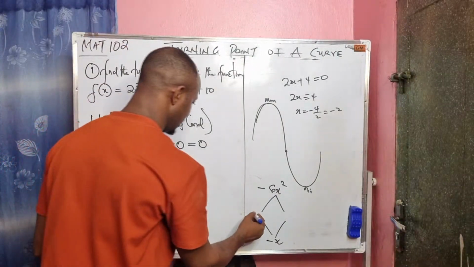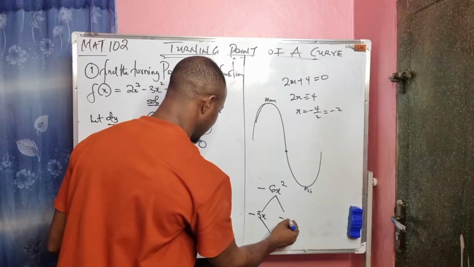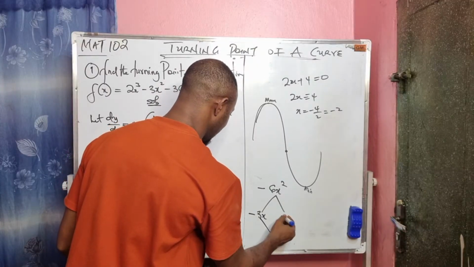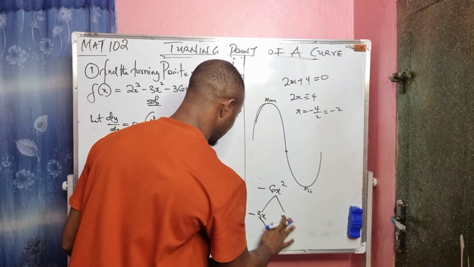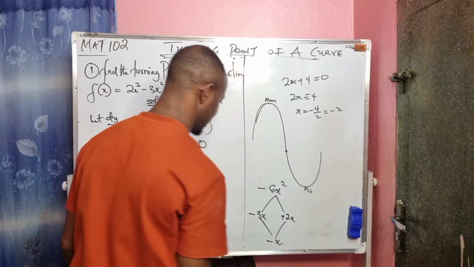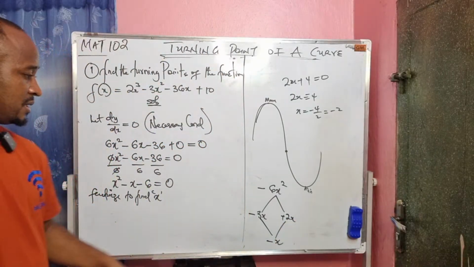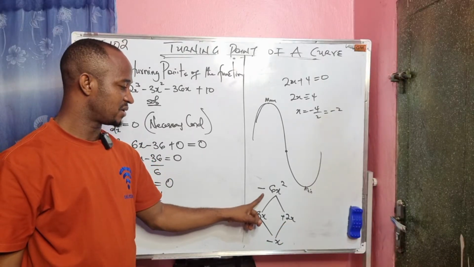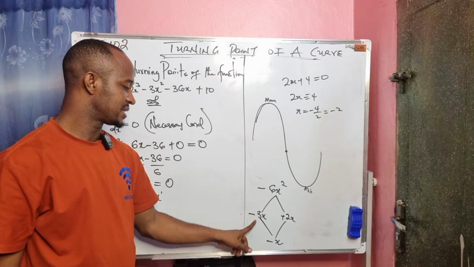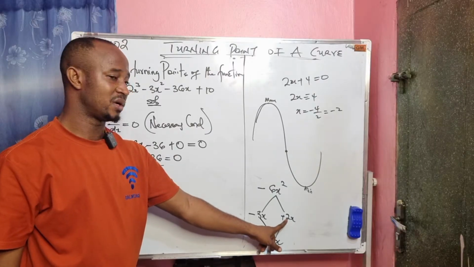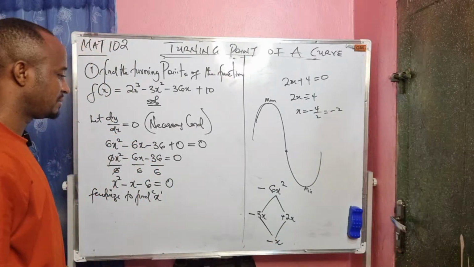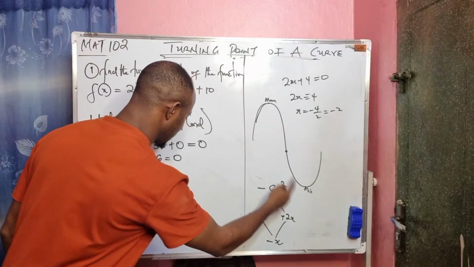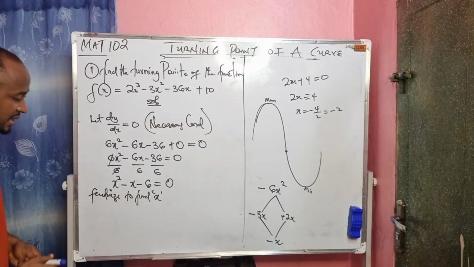Definitely it should be minus 3x and plus 2x. Let's verify and see. Minus 3x times plus 2x is minus 6x squared. But minus 3x plus 2x is what? Minus x. So that means these 2 numbers will replace what? Will replace minus x, right?